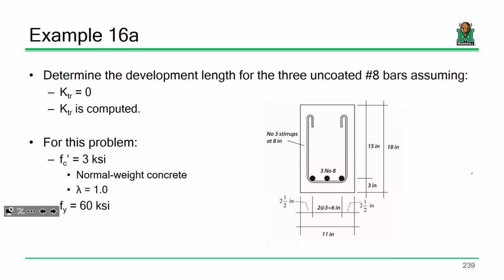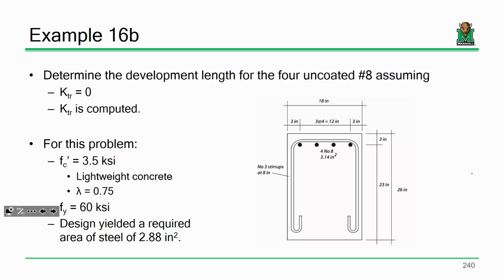Okay, so we did 16A, right? So let's do 16B. Now, I've got 4 uncoated bars on this example. A couple things are a little different. Now, I was nice on this one. I gave you the lambda factor. I almost wanted to make you all look it up, because it's lightweight concrete. How about this? If it's sand lightweight concrete, what's the lambda value? 0.85. There we go.